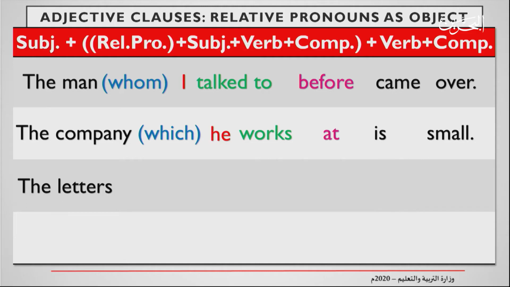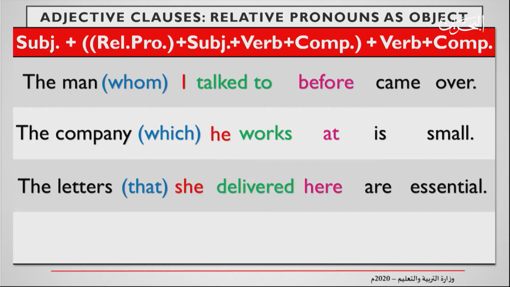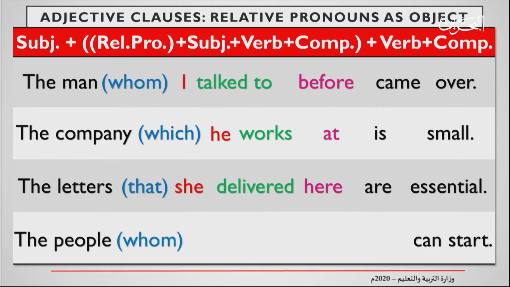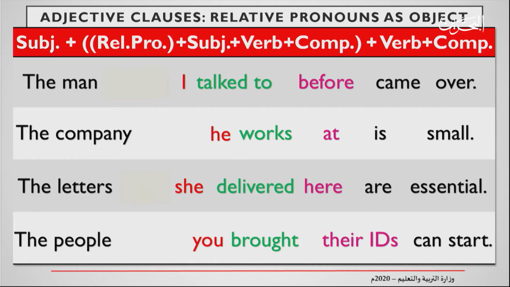Okay, third one. The letters are essential. So the letters that she delivered here are essential. I added a subject. That is why it became an object. All right. The people can start. The people whom you brought their IDs. So in this case, you brought their IDs. Okay? Can start. All right. You see, the sentences are perfectly fine without the relative pronouns.